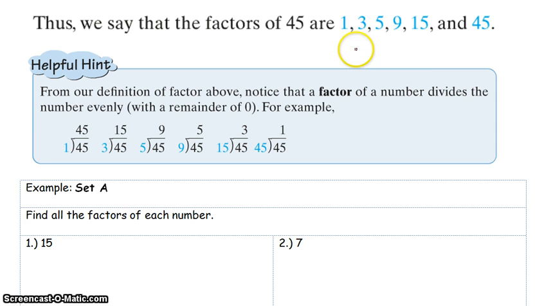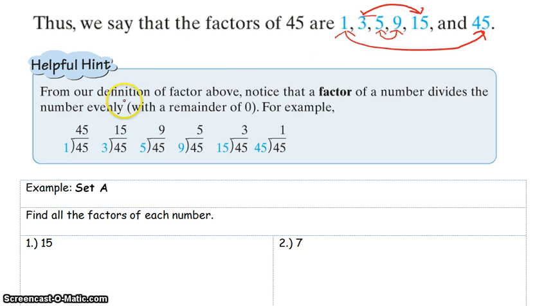Now I want you to notice something here. When you line them up in order, what you could do is this here. 1 times 45 is 45, correct? So it's the first times the last. Now we go to the second and the second last. 3 times 15 is also 45. And then we have the middle two numbers. 5 times 9 is 45. Now this lets you know the factors you have.